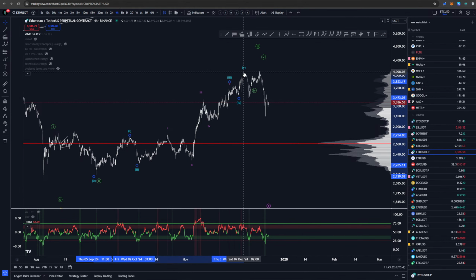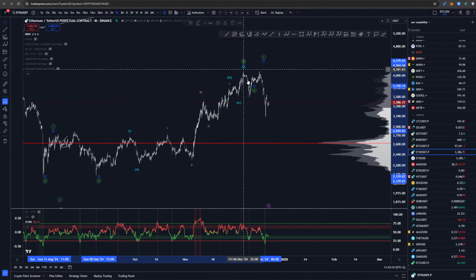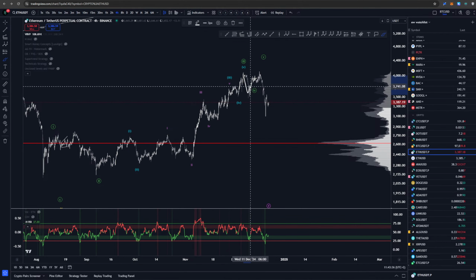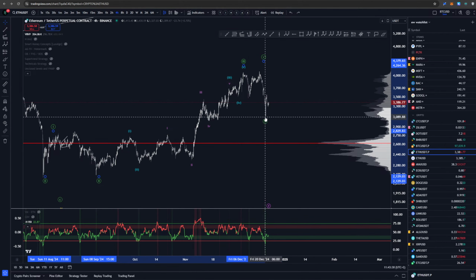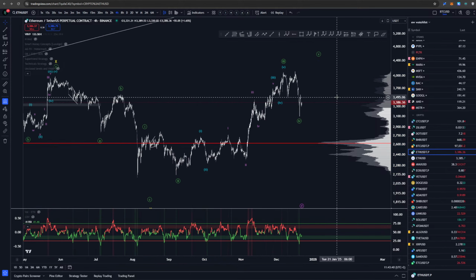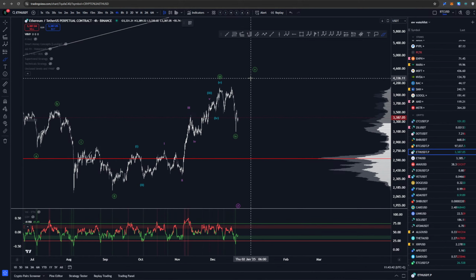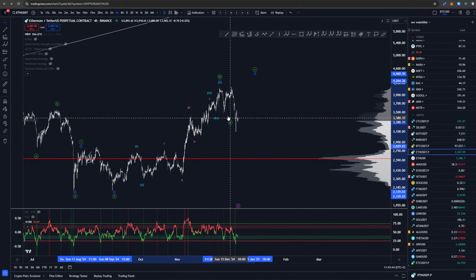And maybe if this is 3, then this would have to be 4. And there is a chance that this is 5 here. But there is also this option.